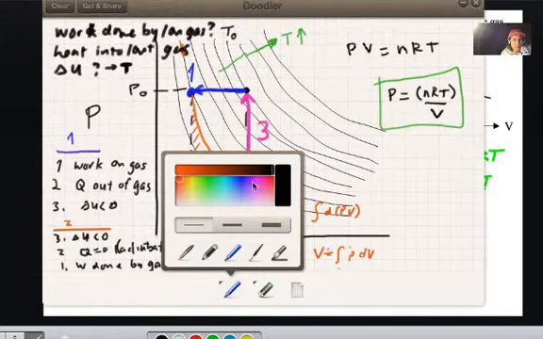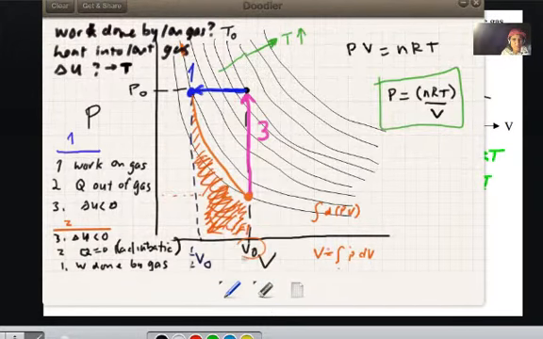Okay, I cleaned this up a little bit, so hopefully you can see it a little bit easier. And then our last question. So I did 3, 2, 1 this time. Third question: internal energy is less than 0. Q is 0. Therefore, work is done by the gas. And then our third situation.